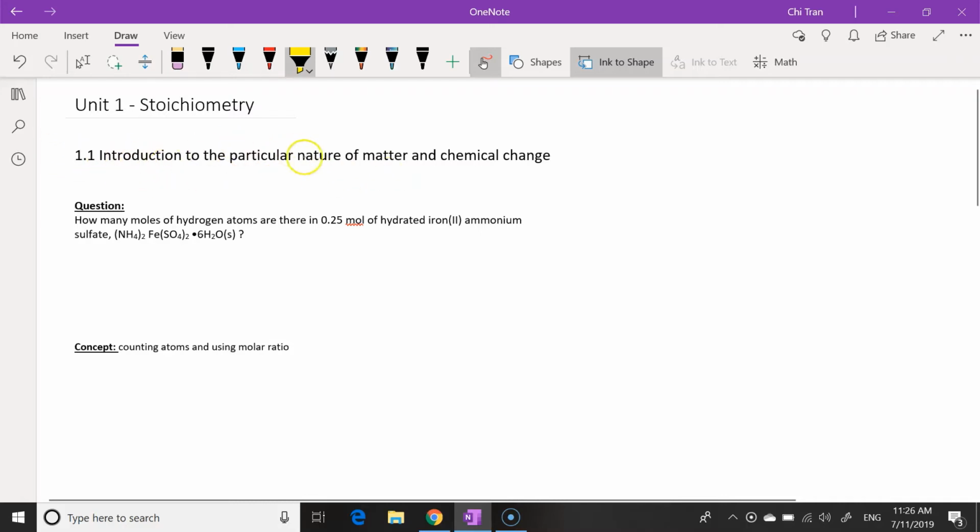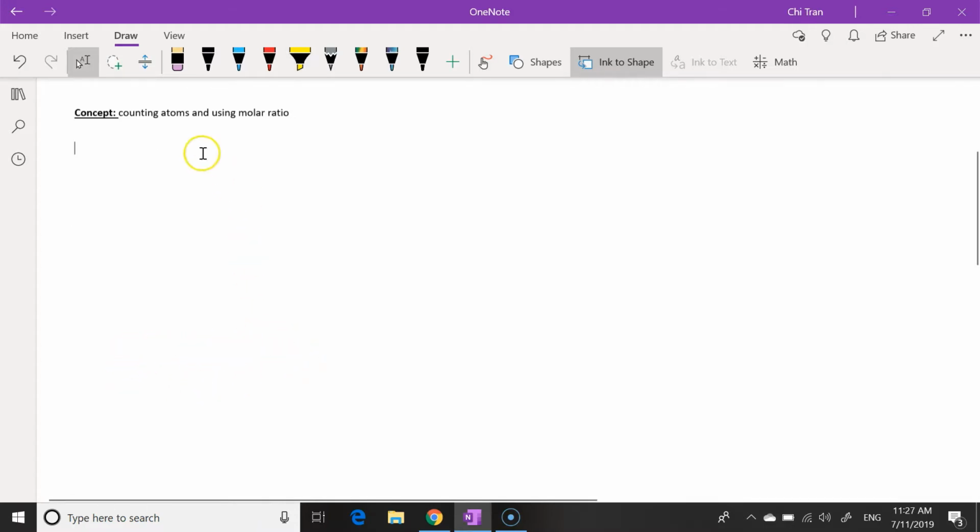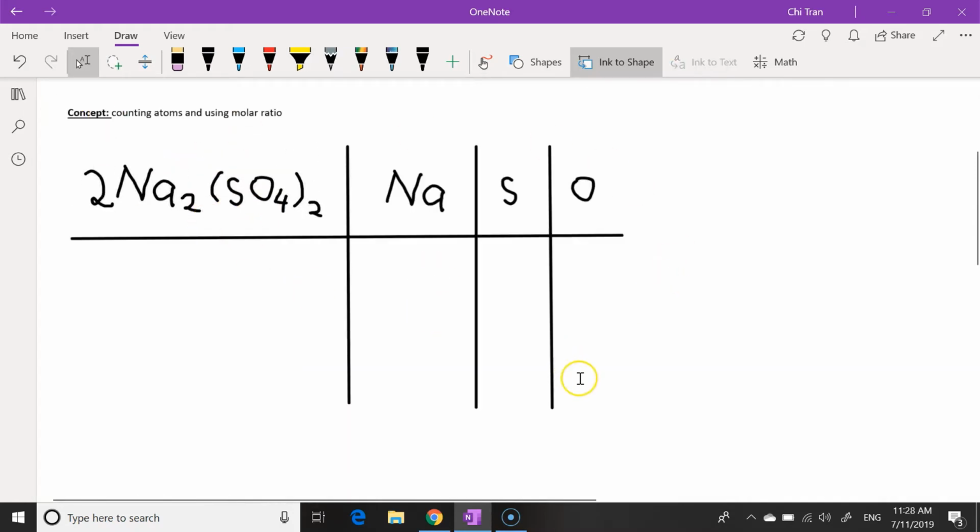This video is about introduction to the particular nature of matter and chemical change. The keywords in the question are hydrogen atoms, 0.25 mole, and the compound that's given in the question. The concept of this question is counting atoms and using molar ratio. Let's use this compound as an example.